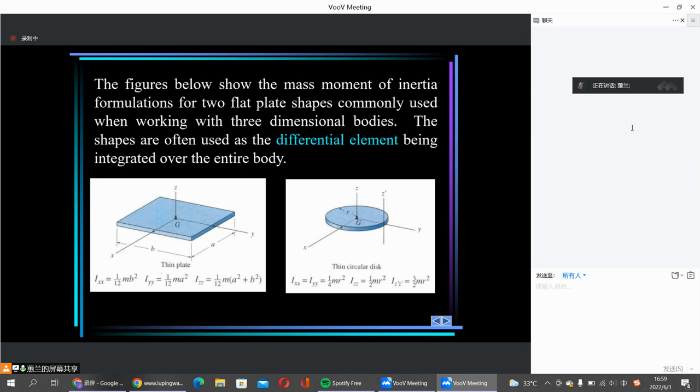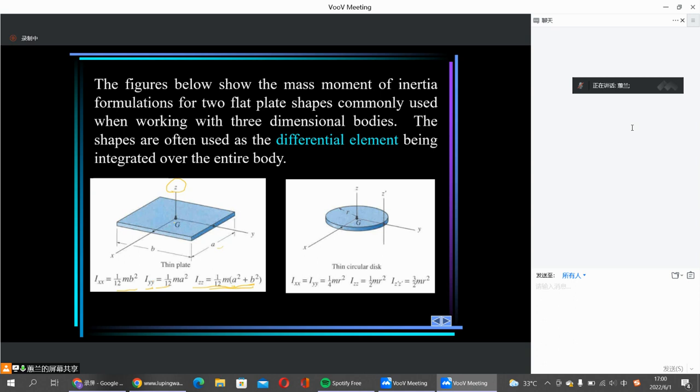So for the same plate, like here for the z-axis, the mass moment inertia will be not only related to a, but also related to the side length b. About the x-axis, about the y-axis, it's different. So again, it's very important to specify the axis you are calculating the mass moment inertia about.